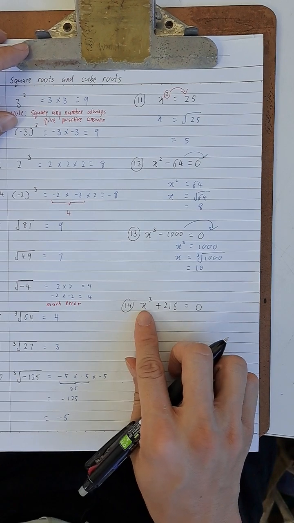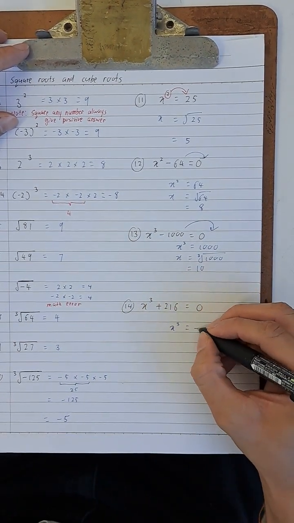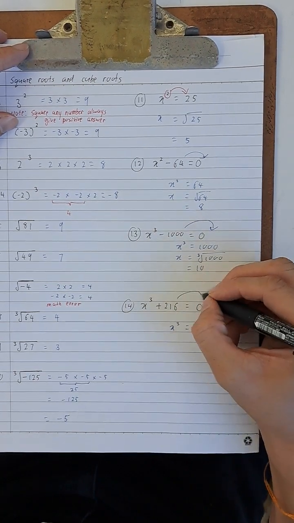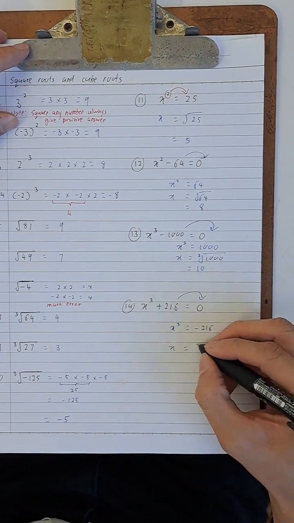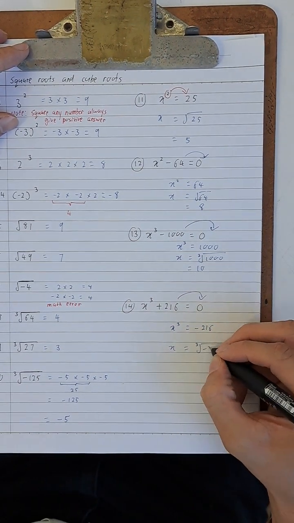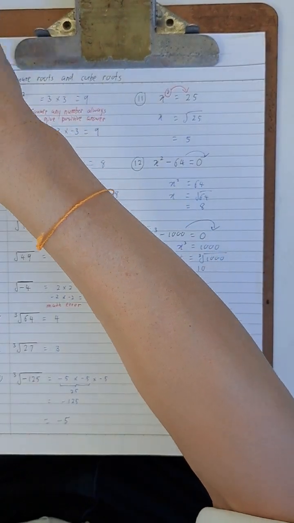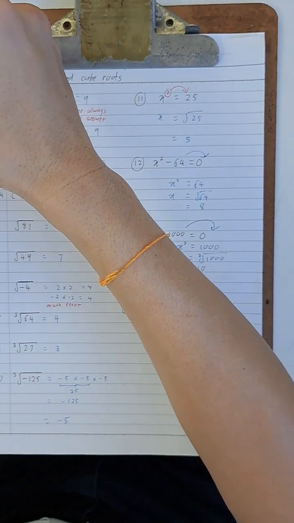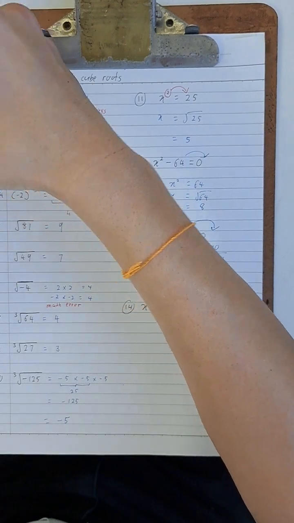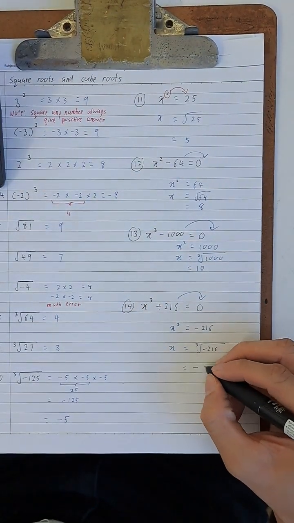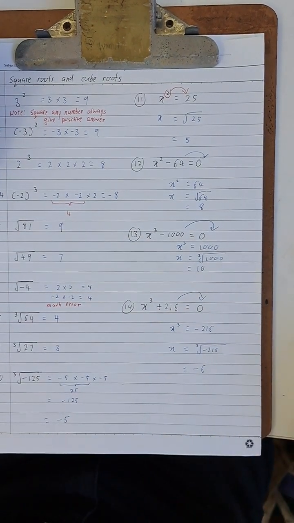Same thing over here, all right? So I want to find x over here, so I'll move this over. So I have x cubed equals negative 216, right? Move this over here, we change the sign to negative. So x must equal the cube root of negative 216. Now if you work that out, we will get negative 6 over here, right? Negative 6 times negative 6 times negative 6 will give you negative 216.